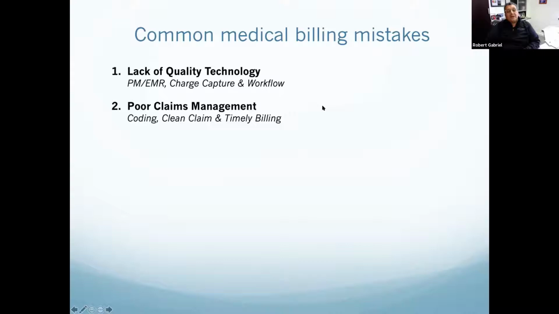The next item is we're going to talk about poor claim management. So poor claim management could be coding, or a claim that goes out not clean or doesn't go out on time. That could be a part of technology, or a part of your workflow, or a part of having the proper coding, having a clean claim. So, if a claim goes out not clean, it takes 5 times the effort to get it paid than if it went out clean the first time.